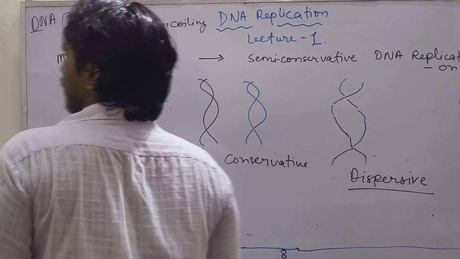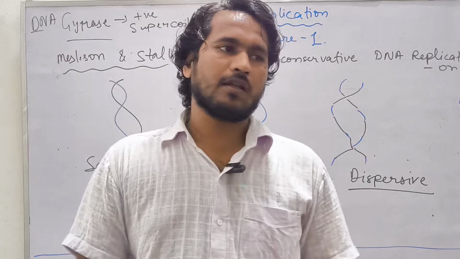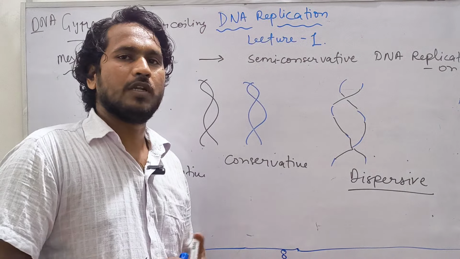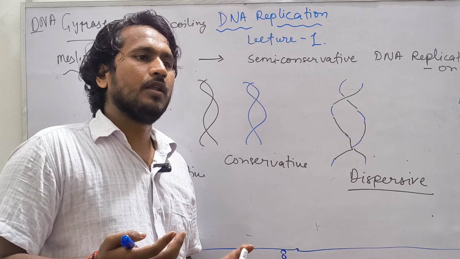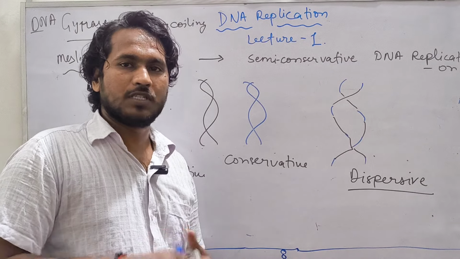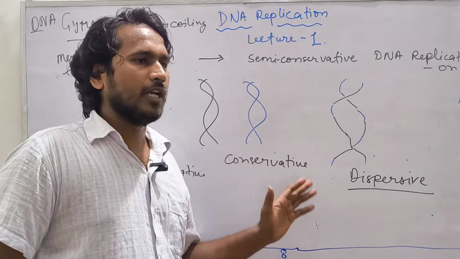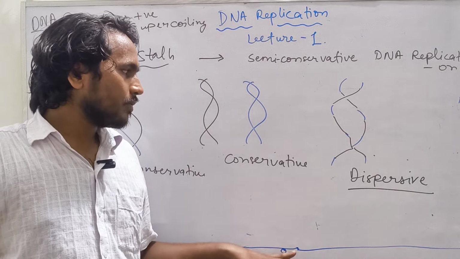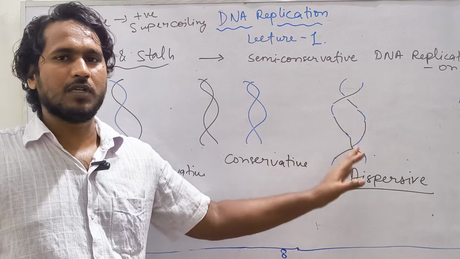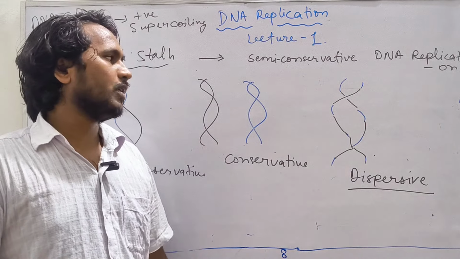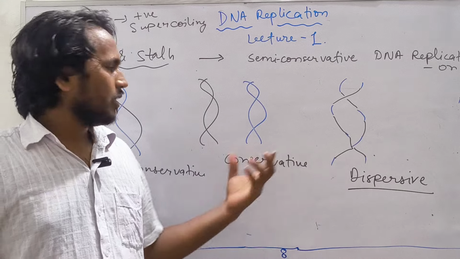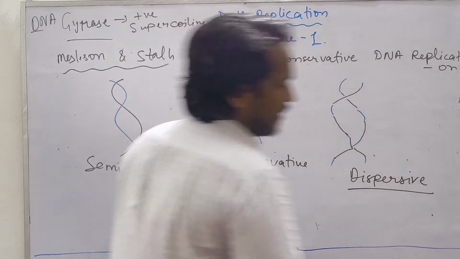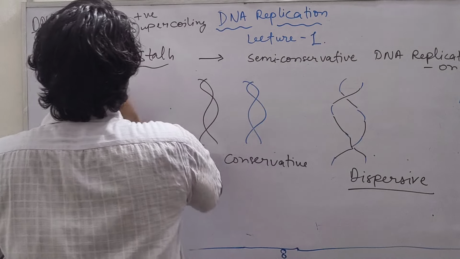Delbruck's idea was good, the breaking and joining of DNA, until topoisomerase was discovered. He was unable to explain the semi-conservative way of replication. So his idea was supportive of dispersive replication, but actually it is not happening. These two things are not happening. Only the semi-conservative type of replication is happening.